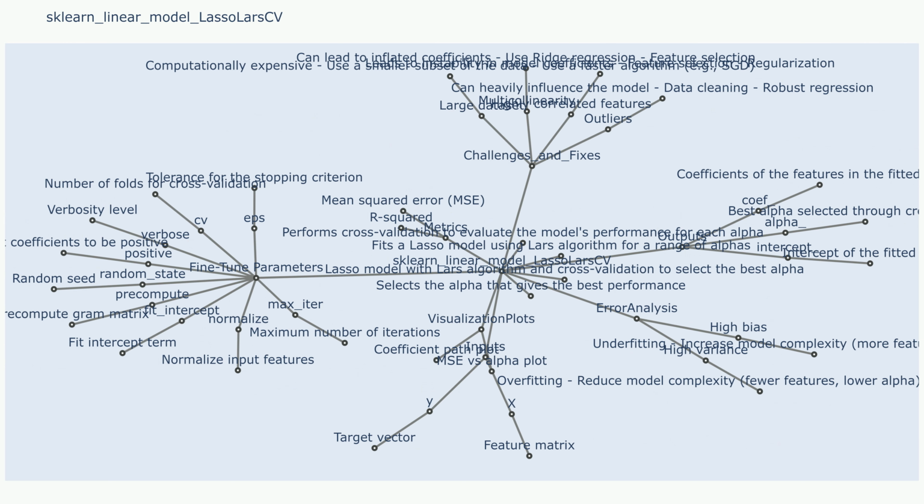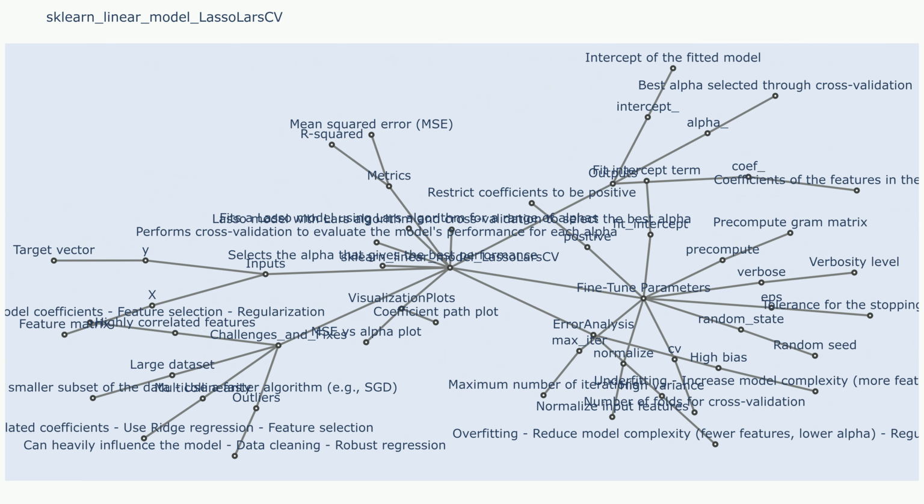Outputs: Coef, a 1D array containing the estimated coefficients for each feature. Intercept: the intercept term of the fitted model. Alpha: the optimal alpha value chosen through cross-validation.